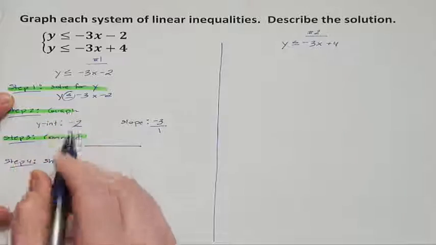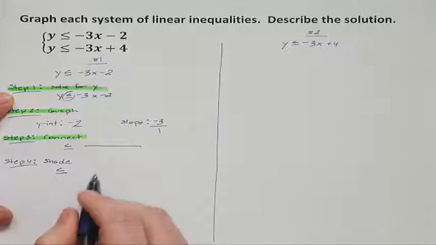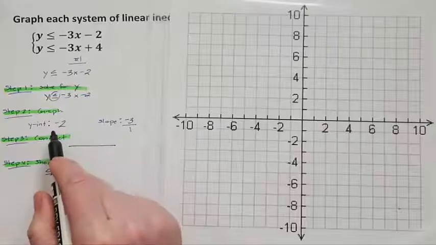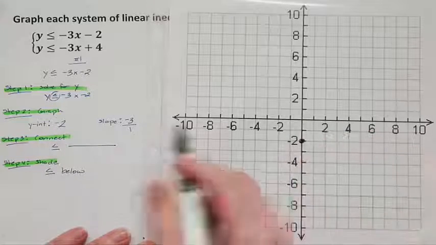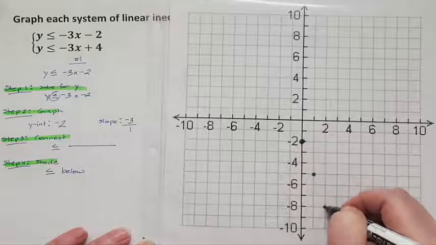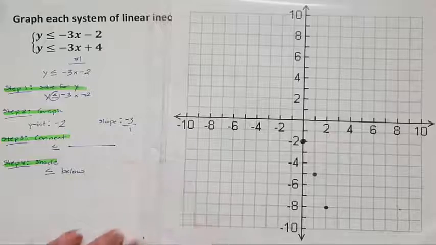So shading, you look at the symbol from step 1. Less than. Less than meant that we always shade below our line. My y-intercept was negative 2. Here's negative 2. My slope is down 3 over 1. Down 3 over 1. Now I'm connecting them with a solid line.